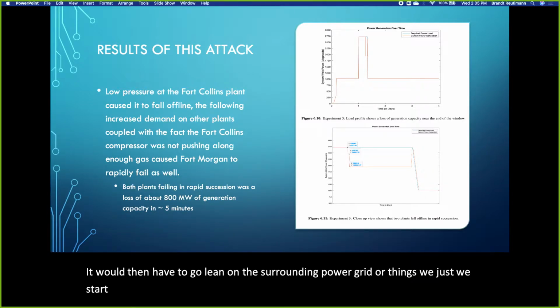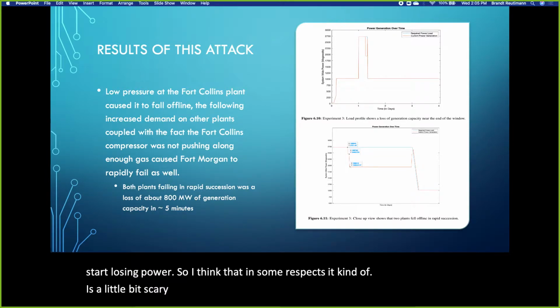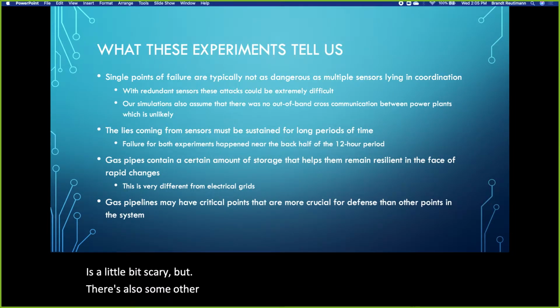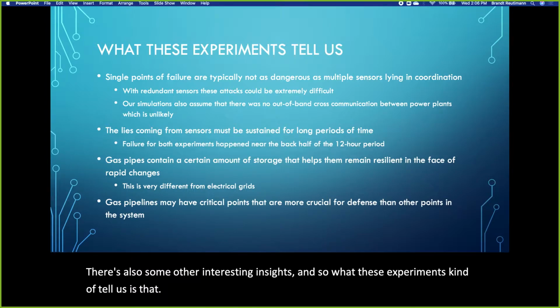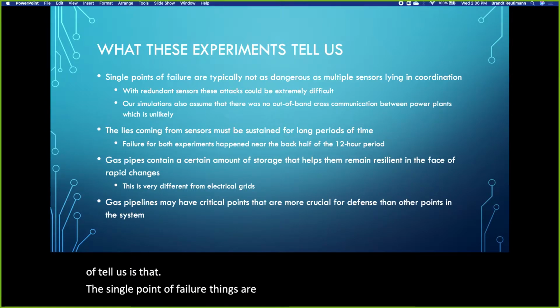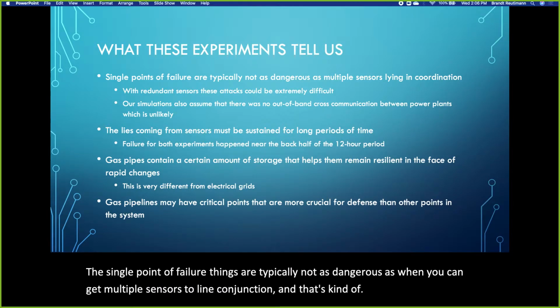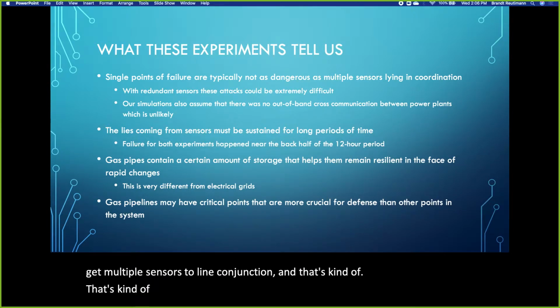So I think in some respects it is a little bit scary, but there are also some other interesting insights. What these experiments tell us is that single points of failure are typically not as dangerous as when you can get multiple sensors to lie in conjunction. And that's an intuition about the system: more things getting hacked into is generally bad, right?